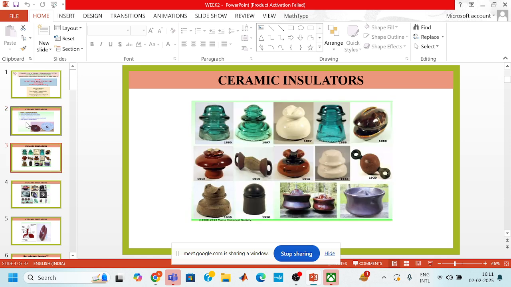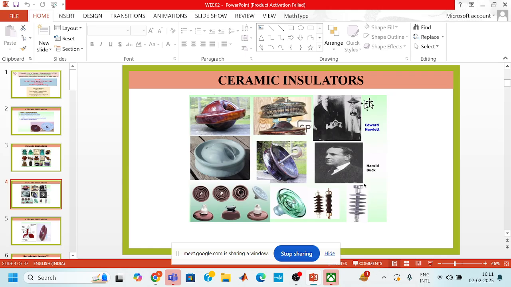So in this figure, we see the starting of ceramic insulators in the 1880s. Then as the voltage level increased, different manufacturing companies made their ceramic insulators according to their need. This is the development of ceramic, or you can say porcelain, insulators. There were two people, Edward Howlett and Harlow Buck, who started this for telegraphic lines. After that, glass insulators and non-ceramic insulators, which are nowadays widely used for high voltage transmission lines, were developed.